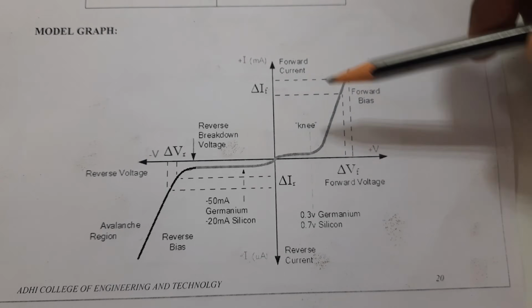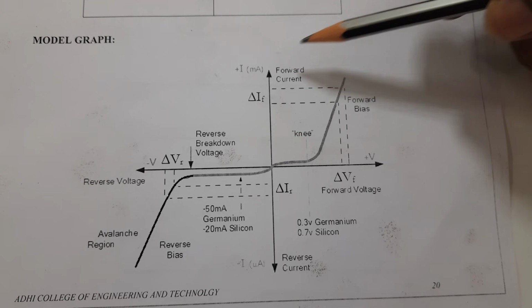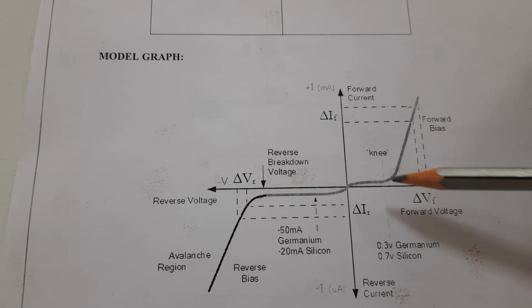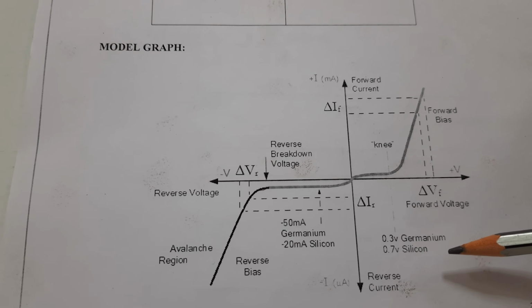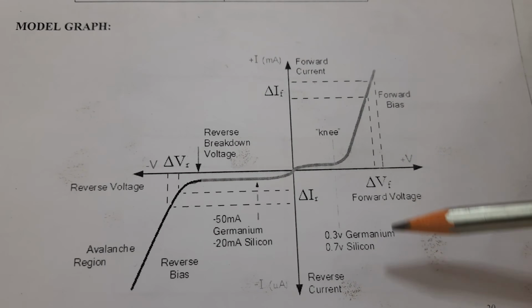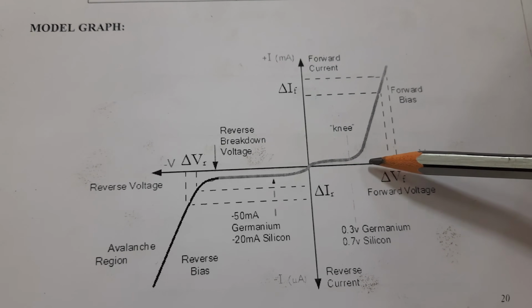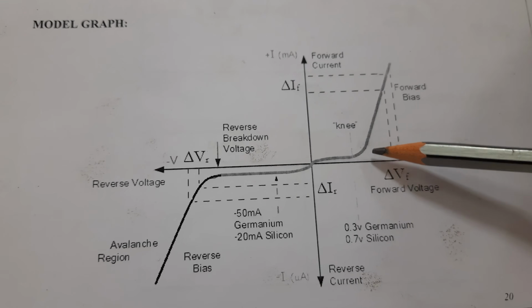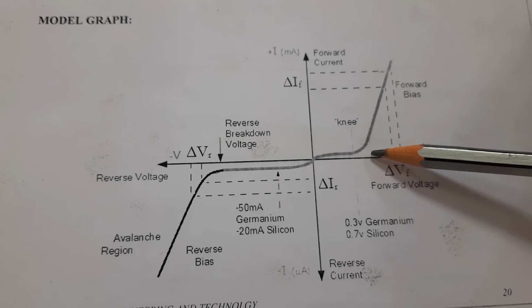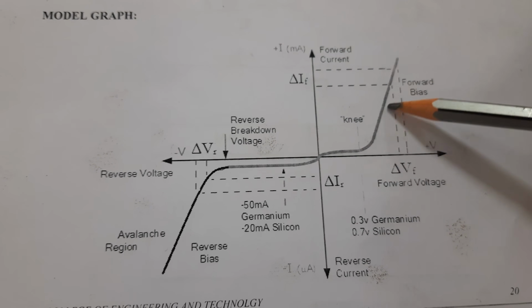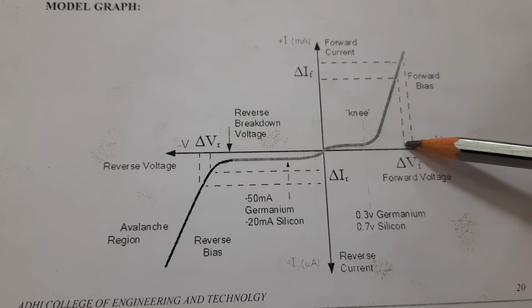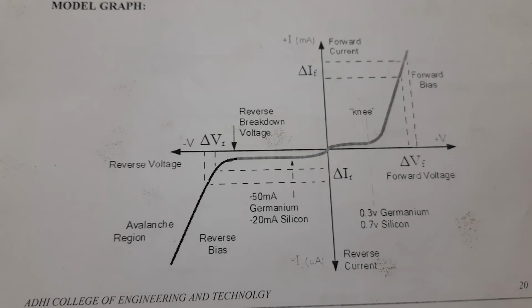Model graph of forward bias is this region. In this circuit we are using 0.7 volt as it is silicon material, so from 0.7 volt it is the cutoff region for forward bias. At this point the current will flow on and the voltage will stop at this position.